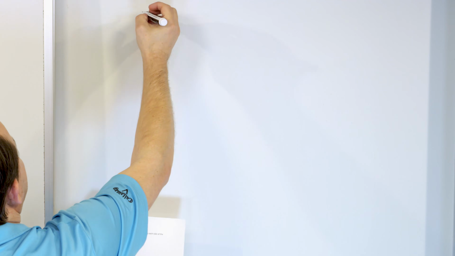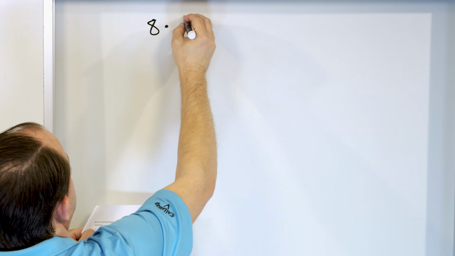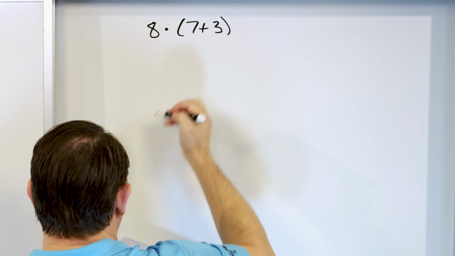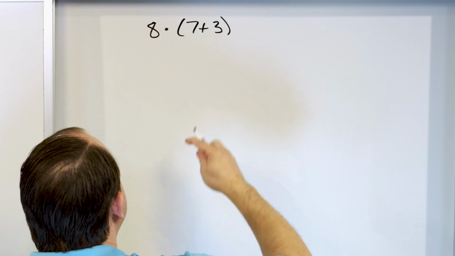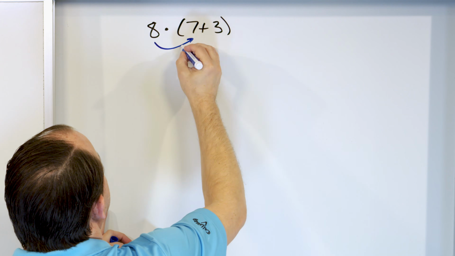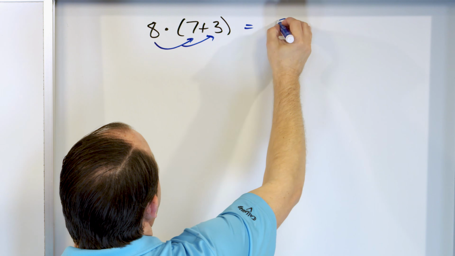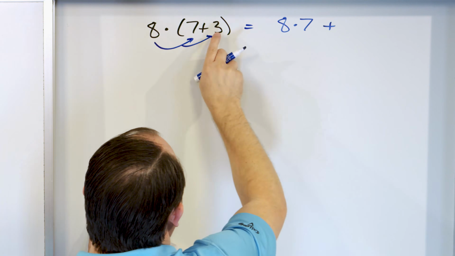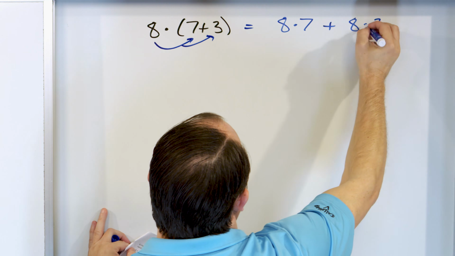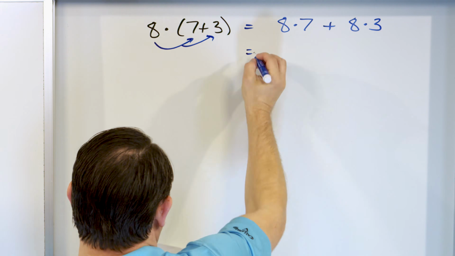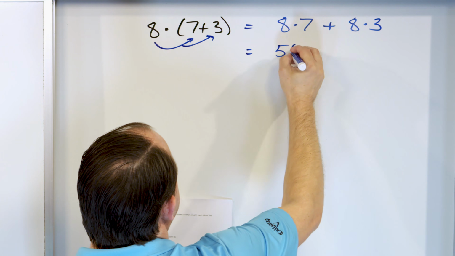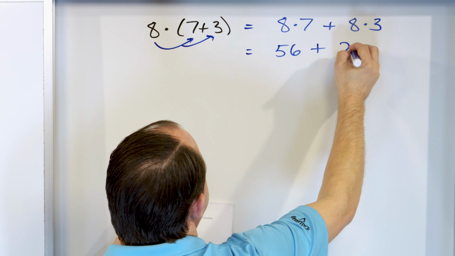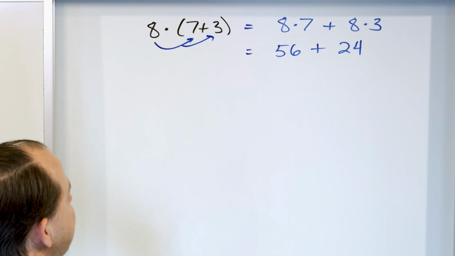And let's take a look at 8 times (7 plus 3). What would I do? Well, the 8 on the outside would be distributed in times each of the inside terms. So it would be 8 times 7 plus, because of the plus sign here, and then 8 times 3. Like this. Now, what is 8 times 7? It'd be 56. And what is 8 times 3? 24, right?